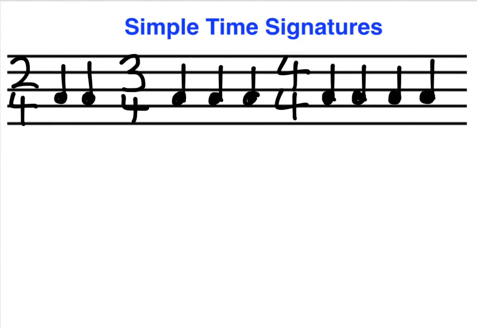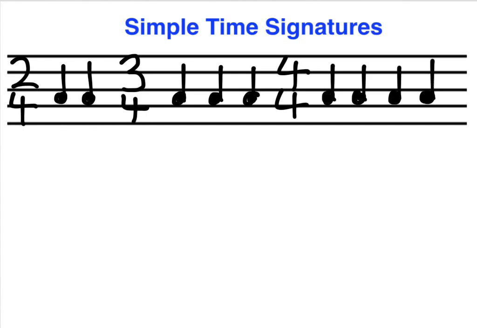So now that you know that 2/4 means 2 crotchet beats in a bar, I've just expanded on that to show you the other two most popular simple time signatures. And they are 3/4 for 3 crotchet beats in a bar, and 4/4 for 4 crotchet beats in a bar.